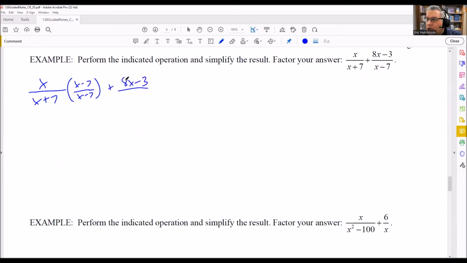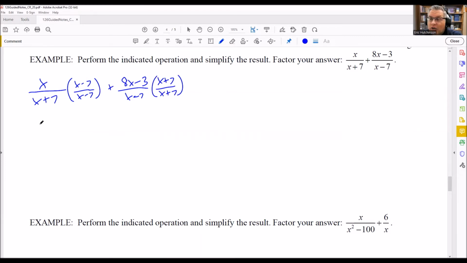Next one is we have 8x minus 3 over x minus 7. This one we want to multiply top and bottom by x plus 7. Again, a power of 1. This is going to allow us to have the same thing on the bottom, x plus 7, x minus 7.